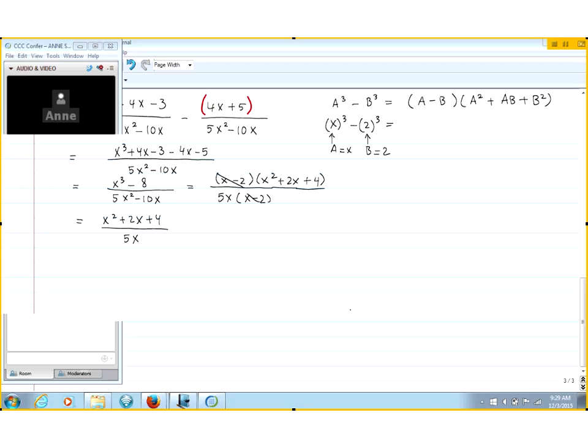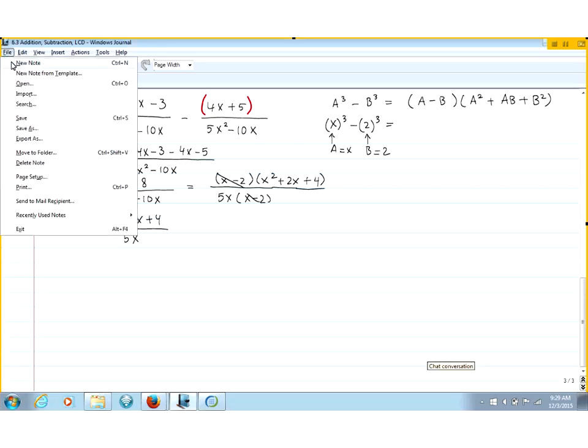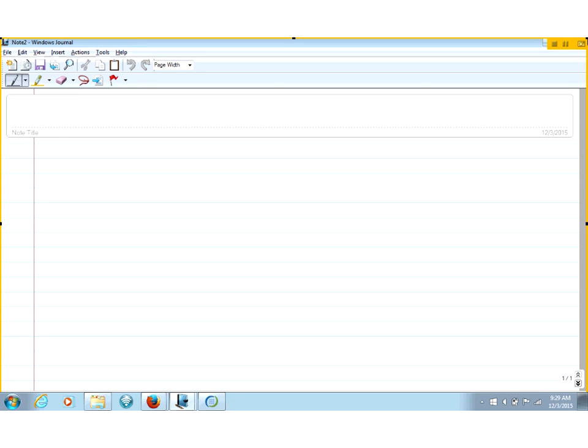Okay, so let's start. Share. All right, so 6.4 is addition and subtraction with unlike denominator.